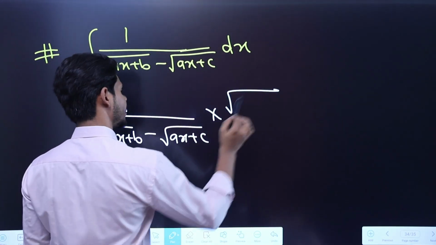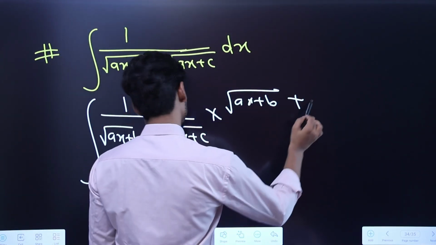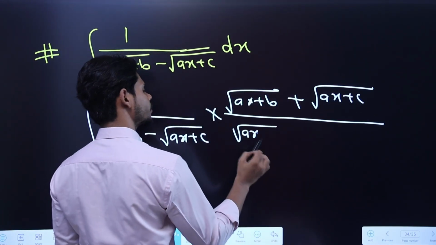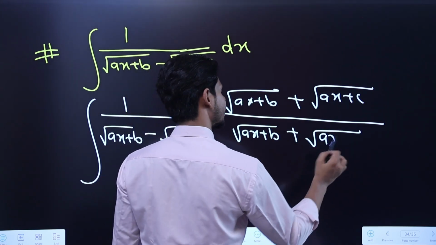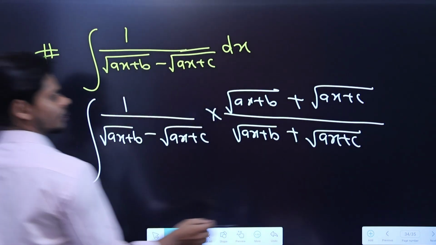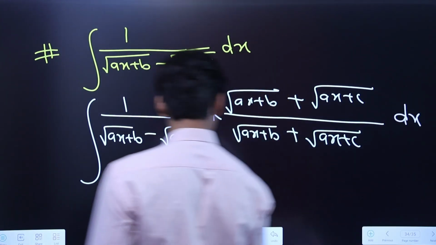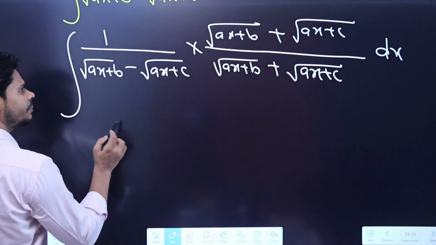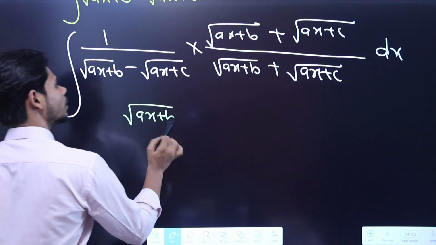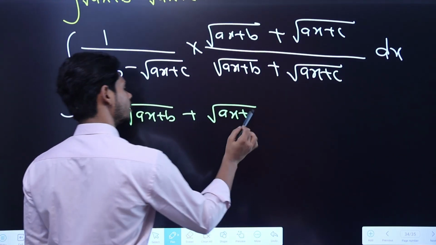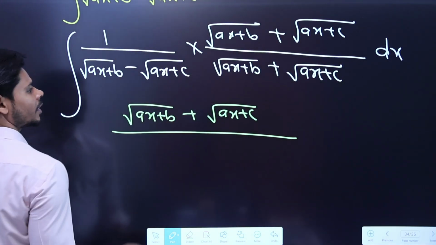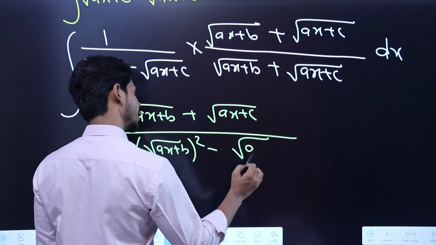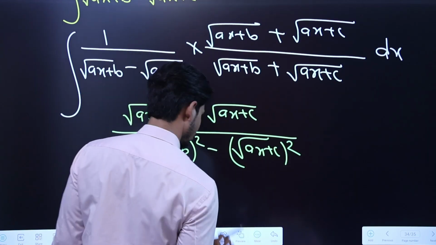If I rationalize, I will get square root of ax plus b plus square root of ax plus c, whole divided by square root of ax plus b plus square root of ax plus c, with dx. Now what I can do is keep the numerator as it is, square root of ax plus b plus square root of ax plus c, whole divided by, here it will be a square minus b square, so square root of ax plus b to the whole square minus square root of ax plus c to the whole square.